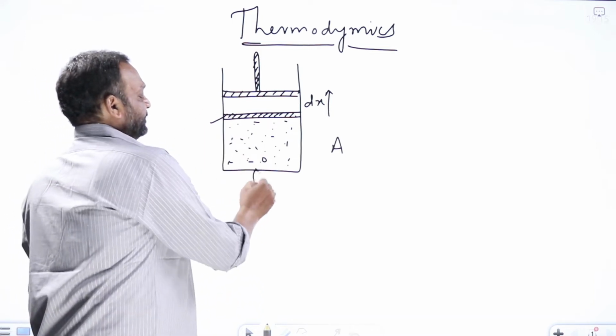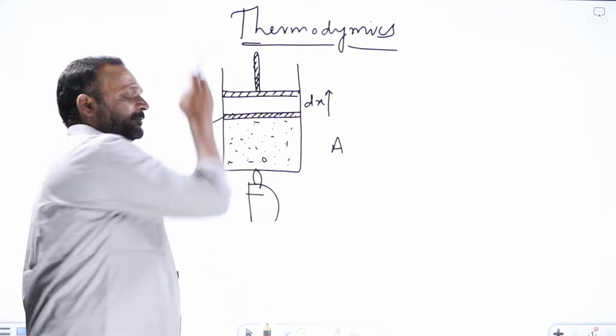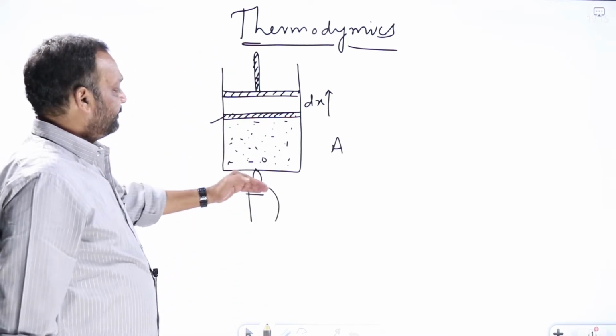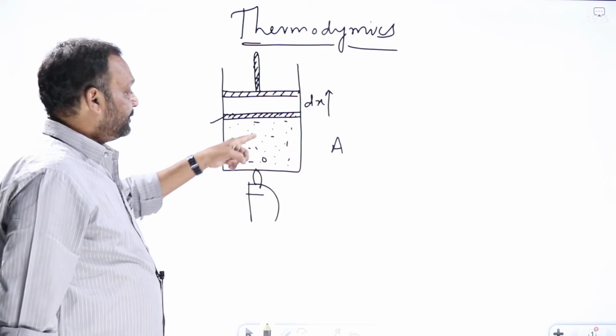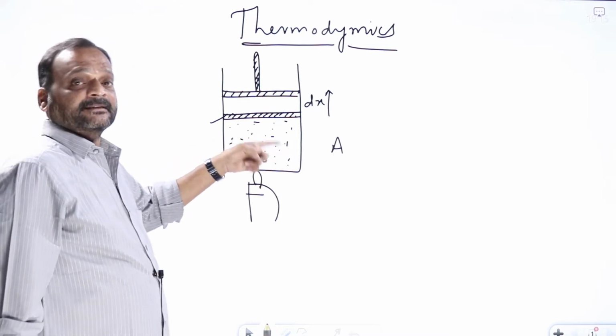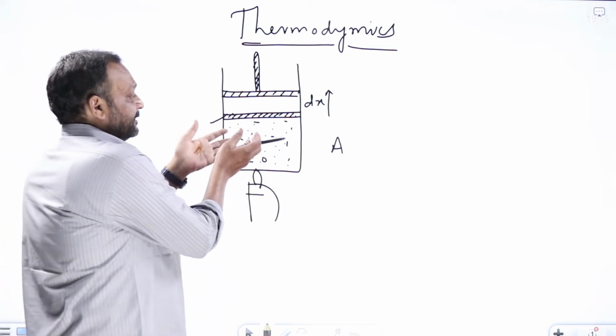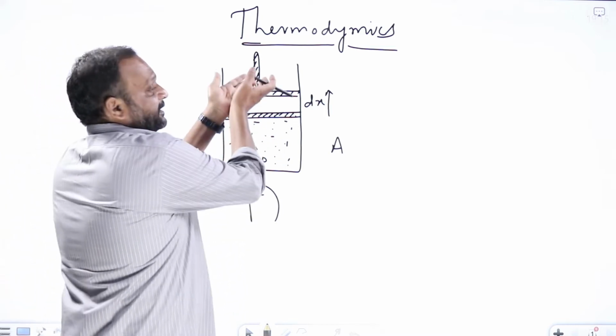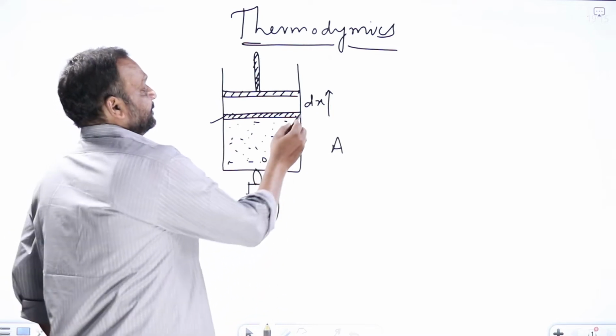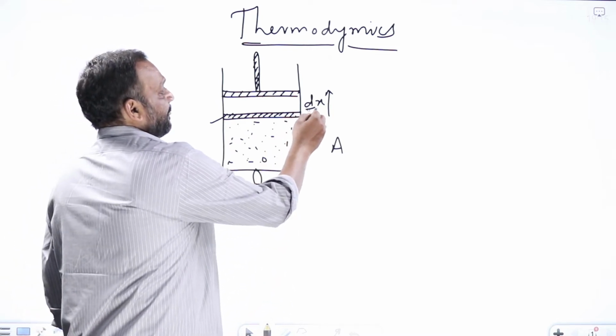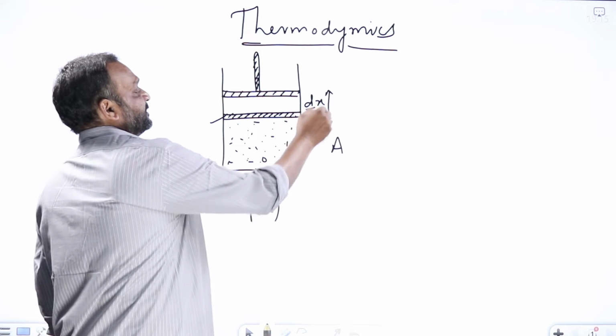Suppose I heat this gas by putting it on a stove. So I'm giving heat energy to the gas. The gas temperature will keep on increasing. When temperature increases, pressure increases. When the pressure inside the vessel increases, the gas will try to push the piston up. Suppose the piston moves a distance dx because of that excess pressure, up to this point.